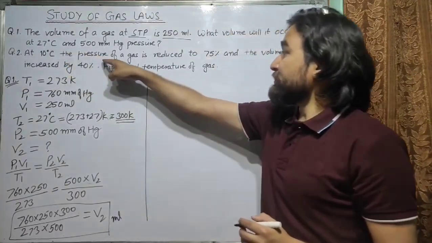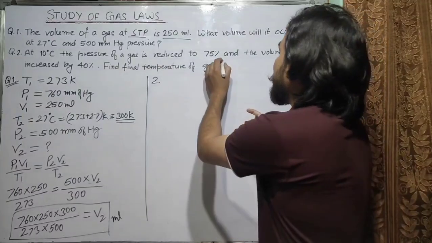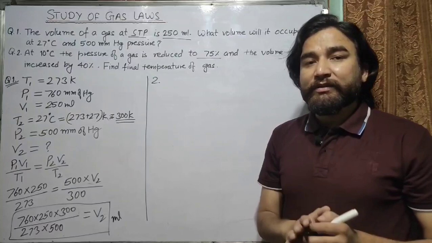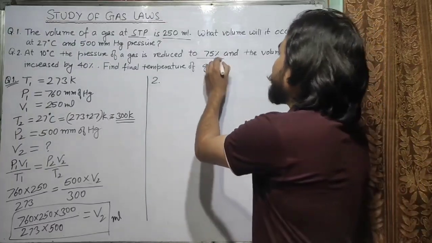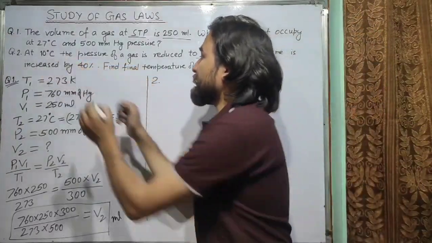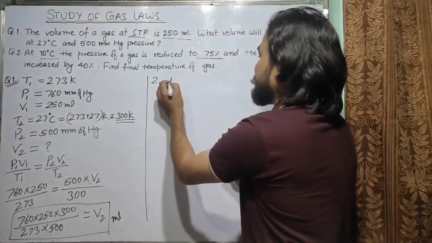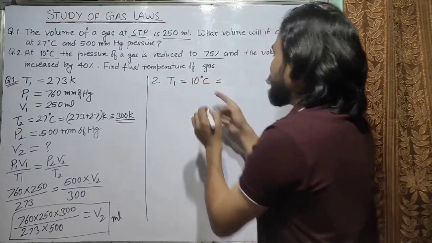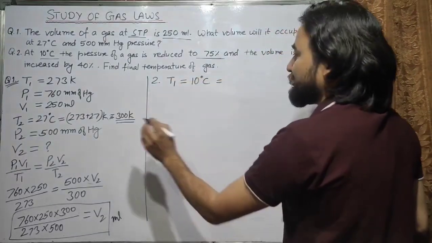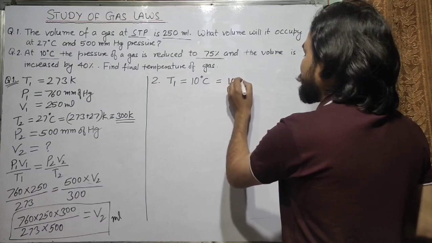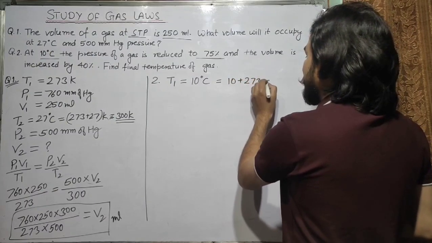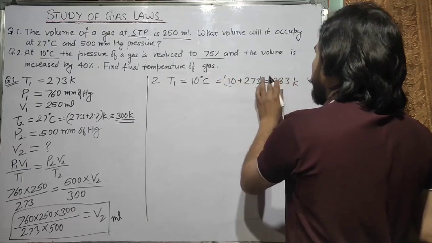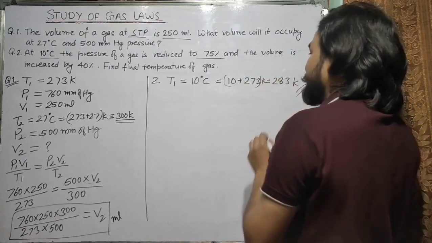Now the next question, question number 2. At 10 degrees Celsius, the pressure of a gas is reduced to 75% and the volume is increased by 40%. So remember, the temperature is given, that is 10 degrees Celsius. Let us say initially temperature T1 is equal to 10 degrees Celsius. You have to convert it into Kelvin, so it will be 10 plus 273, that will be equal to 283 Kelvin.